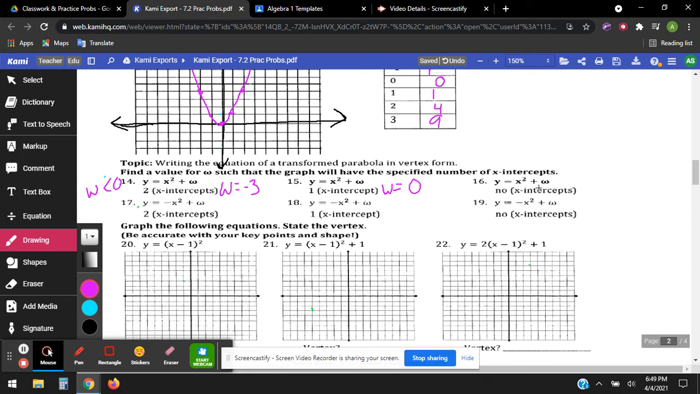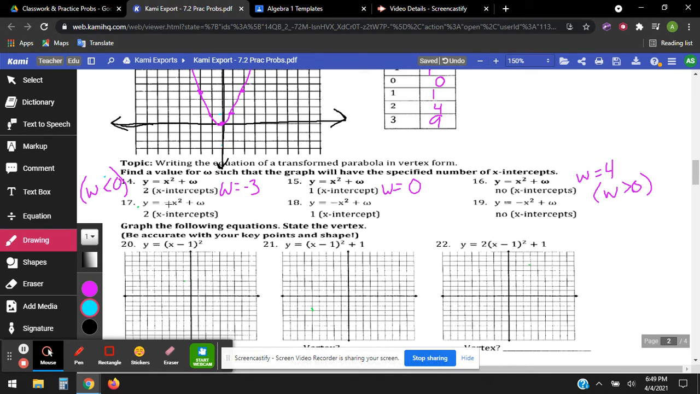For it to have no x-intercepts, it has to move up, right? It has to go so it doesn't even touch the x-axis, which means w can equal anything that's positive. W has to be greater than 0. So we can say it's 4 because that would work.